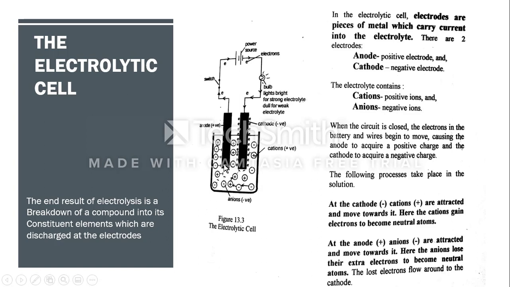Now, if you remember from our last topic, oxidation is loss of electrons, reduction is gain of electrons. So at the anode, we have our loss of electrons from the electrolyte. So at the anode, we have oxidation taking place. At the cathode, we have reduction taking place.